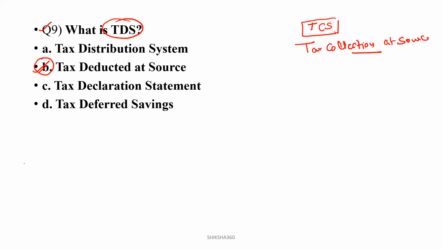Tax deducted at source. It will be taken by the deductor from the deductee. That is the TDS. Clear? Deductor is basically the person who is paying the amount. The deductee is the person in whose account the amount is going to be credited. Clear? In whose account the amount is going to be credited, that person it is to be deducted here.